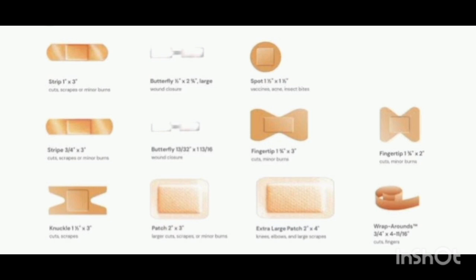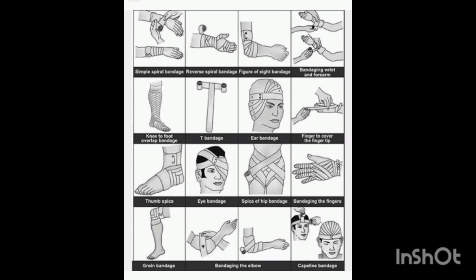3. Adhesive bandage. Pre-made strips with adhesive for minor cuts and scrapes. 4. Cohesive bandage. Self-adhering fabric for securing dressings or supporting injuries. 5. Triangular bandage. A versatile bandage for immobilizing arms, shoulders, or heads.